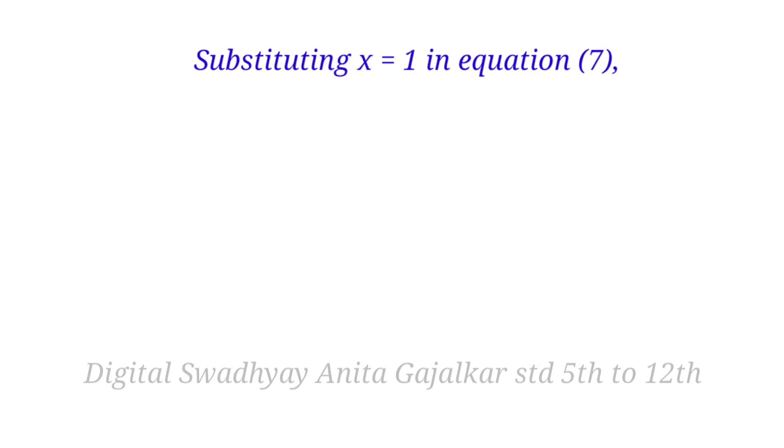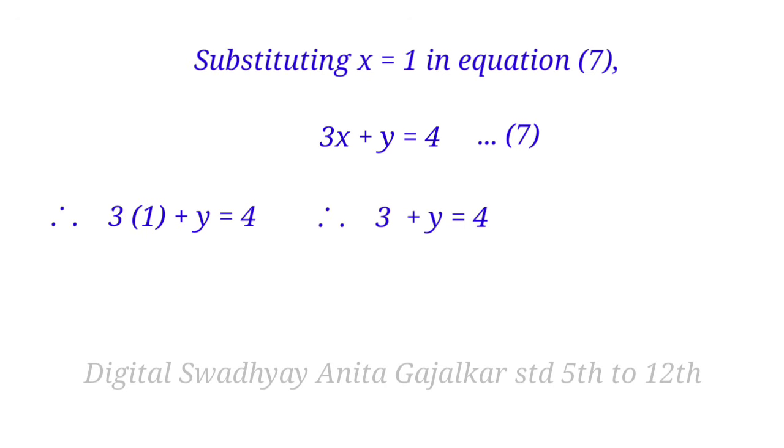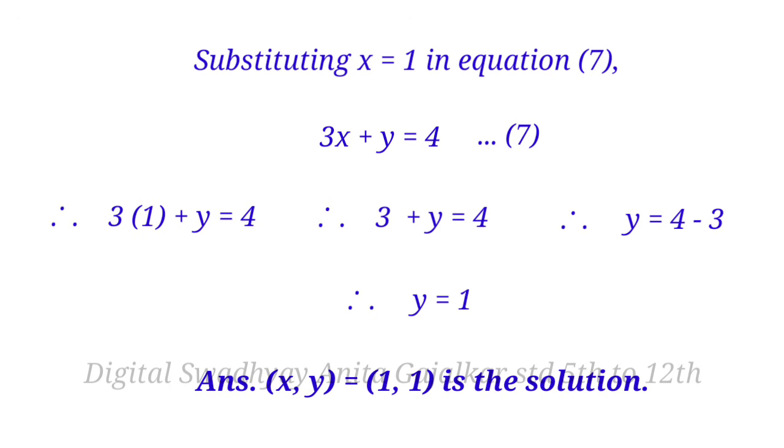Substituting x equal to 1 in equation 7. Equation 7 is 3x plus y equal to 4. Therefore, 3 in bracket 1 plus y equal to 4. Therefore, 3 plus y equal to 4. Therefore, y equal to 4 minus 3. Therefore, y equal to 1. Answer: x, y equal to 1, 1 is the solution.